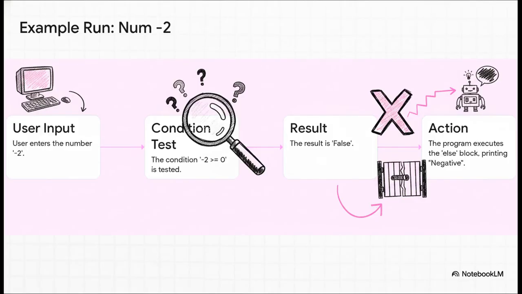Let's trace the logic on this one. The user enters -2. The computer tests the condition -2 greater than or equal to 0, and that's false. So the program completely skips the code in the if block and jumps directly to plan B, running the code under else. See? Now our machine has a complete playbook for this situation.